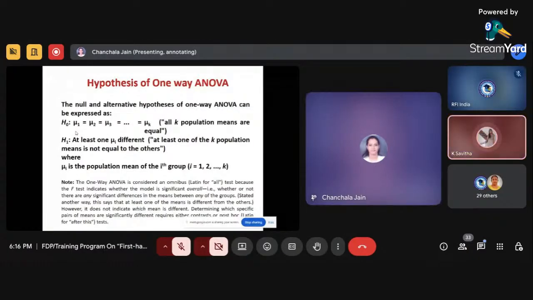Ma'am, I have a doubt. Can you give an example? Like you said that one mean is different. Can you give some small example? Because I'm not able to understand that.